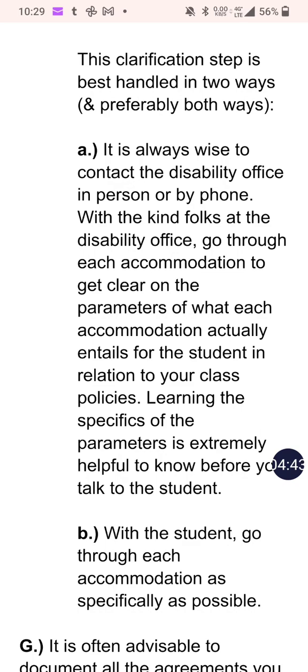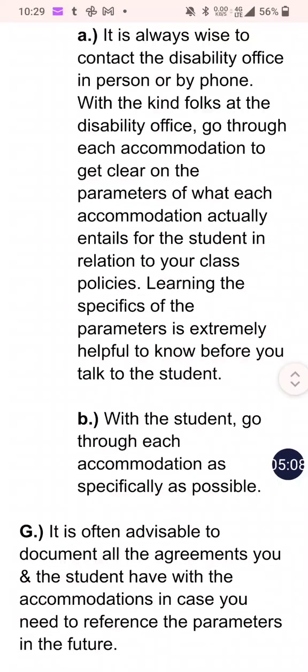So it's always wise to contact the disability office in person or by phone. With the kind folks at the disability office, go through each accommodation to get clear on what the parameters of what each accommodation actually entails for the students in relation to your class policies. Learning the specifics of the parameters is extremely helpful to know before you talk to the student.